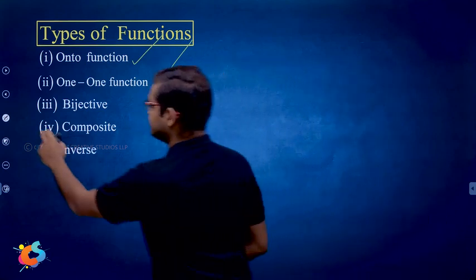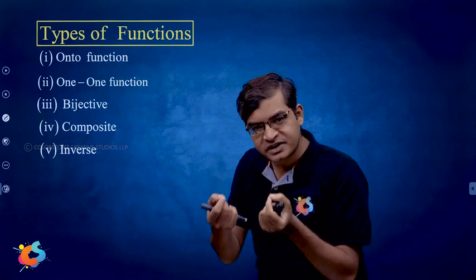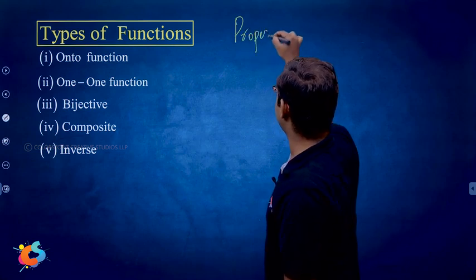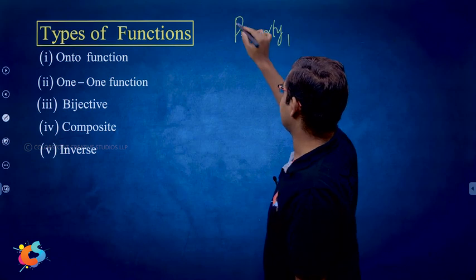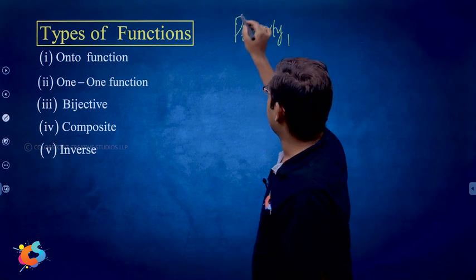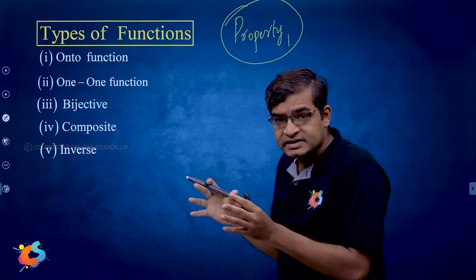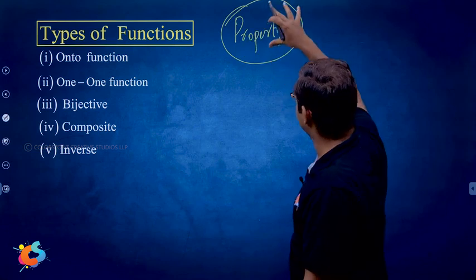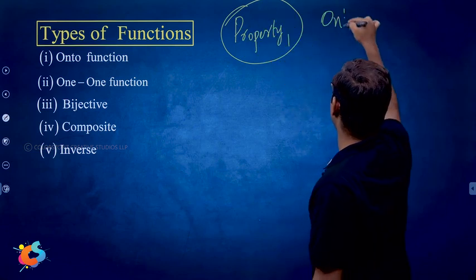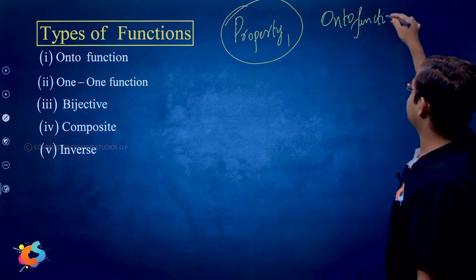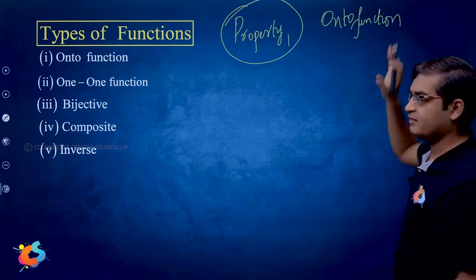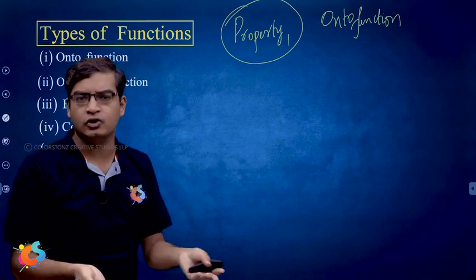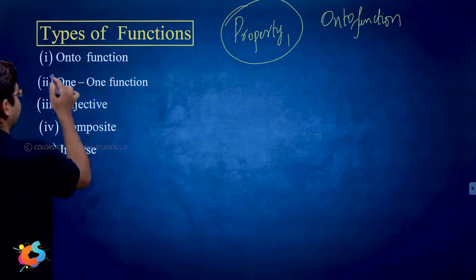In all of these types, you will have some specific property. Let us say, for example, there is some property, and I will call this property 1. Now, if this function is following this property, then you will give it a specific name. Let us say this property is for onto functions. So because the function is following this property, you will give a specific name and say that it is an onto function. If a function is not following this property, then you will say it is not an onto function. Simple. Like that you will have different properties.